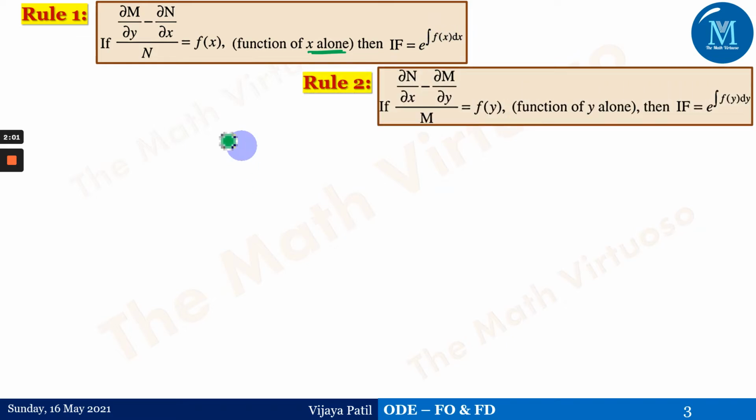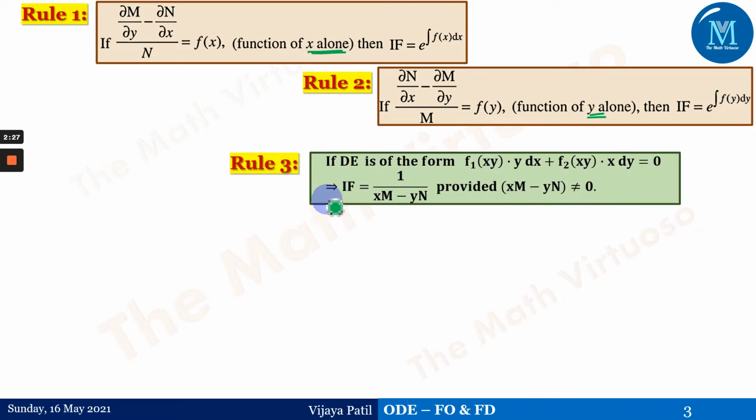Let me just finish stating rule number 1, rule number 2, 3 and 4. We will discuss them with examples. Rule number 2 says: (dou N upon dou x minus dou M upon dou y) divided by capital M is equal to f of y, which is a function of y alone, and then in that case the integrating factor is e to the power integration of f of y dy.